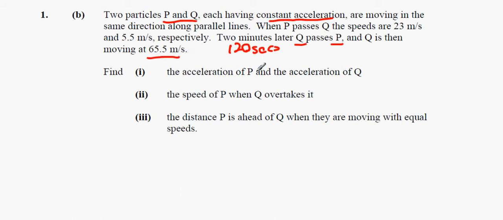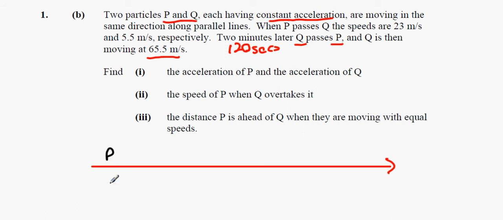Okay, so very wordy question. Lots of different parts in this. Okay, so I always like to start off with a quick diagram just to get it into my head. So what's going to happen is P and Q on two different rails. At one point they're moving in the same direction. When P passes Q, the speed there: P is going 23 at the start, and Q is going only 5.5.